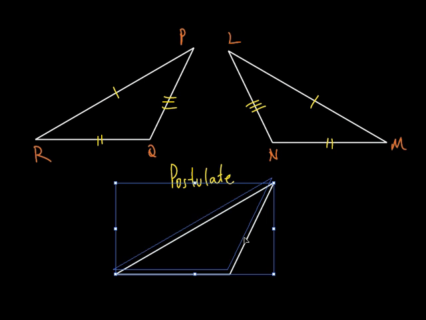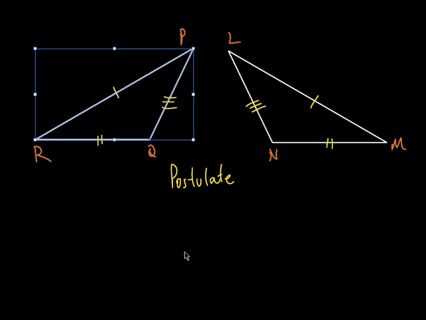So I'm going to take this, and I can actually put it right on top. Look at that. It's exactly the same, isn't it? Just because it's all flipped around doesn't mean that it's a non-congruent triangle. This is a congruent triangle. And what's our reason? It's called the side, side, side postulate.